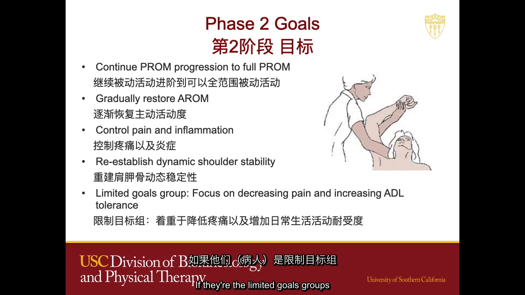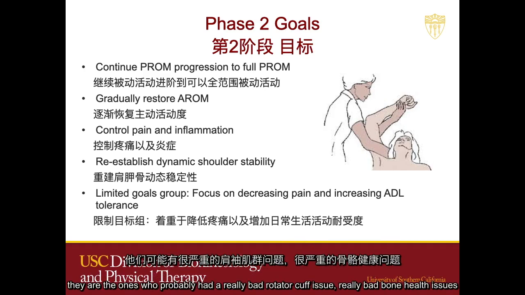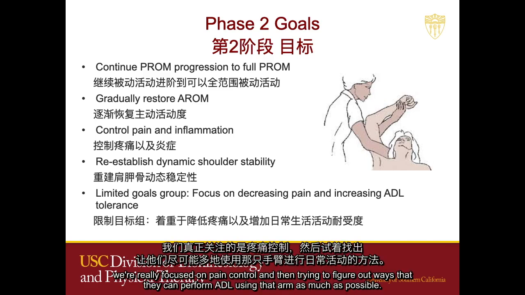If they're the limited goals group, so remember that's the group where we're going a little bit slower. We're not expecting them to get full range of motion at the end of all of this. They were the ones who probably had really bad rotator cuff issues, really bad bone health issues. So for them, we're really focused on pain control and then trying to figure out ways that they can perform ADLs using that arm as much as possible.